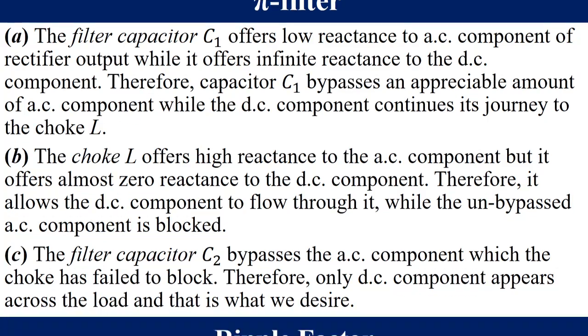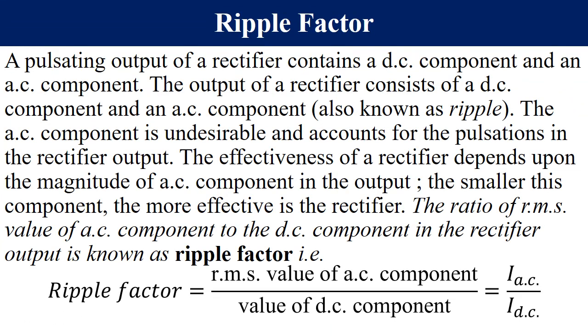Ripple factor. You must understand what is meant by the term ripple factor. We have a formula for how we calculate ripple factor, which is the RMS value of the AC component divided by the DC component. The AC component is found in the output of the rectifier. Then we divide that by the value of the DC component. If we don't have an AC component, the ripple factor is going to be 0, which is what we want. We don't want any AC components at the load.